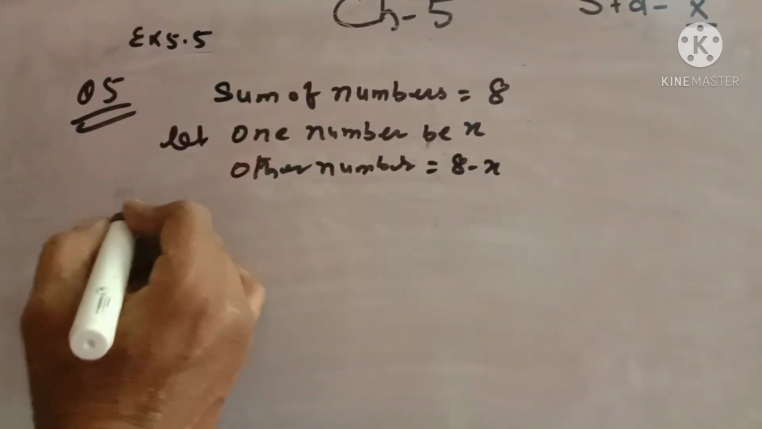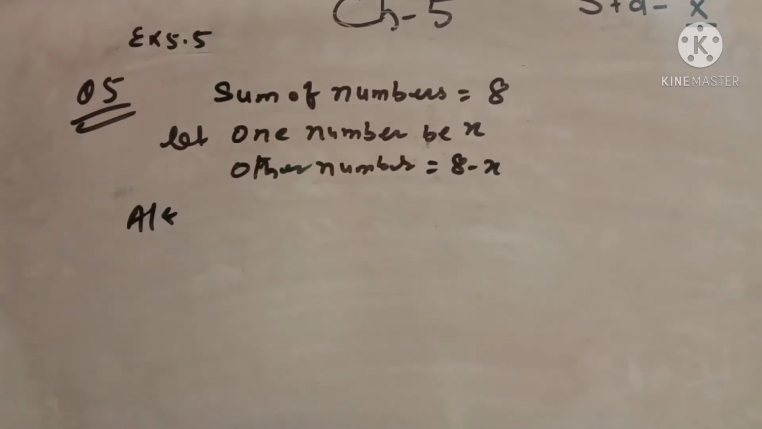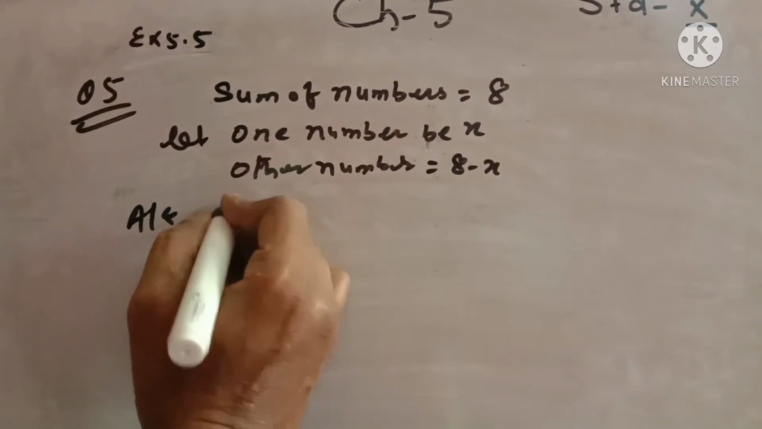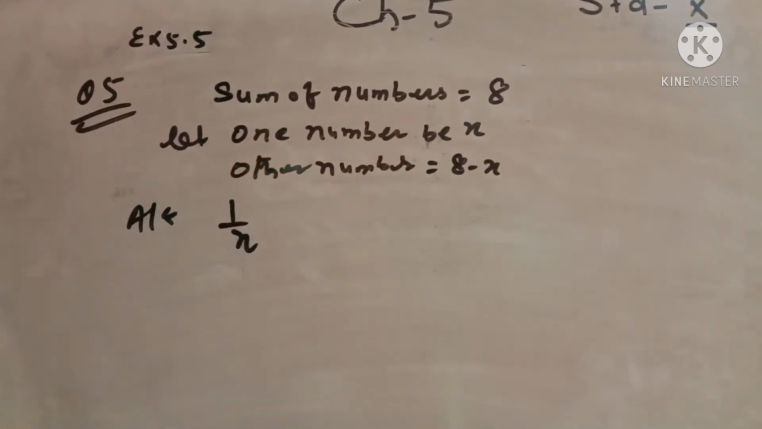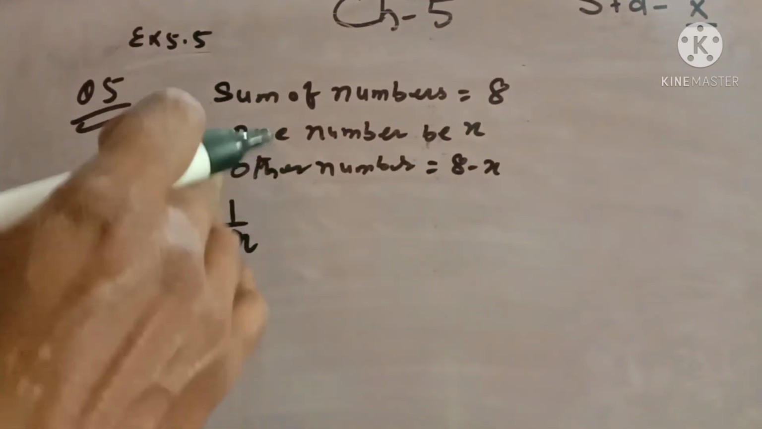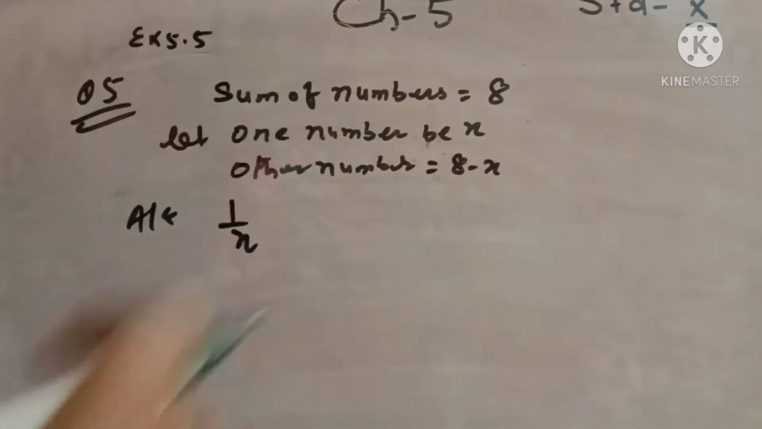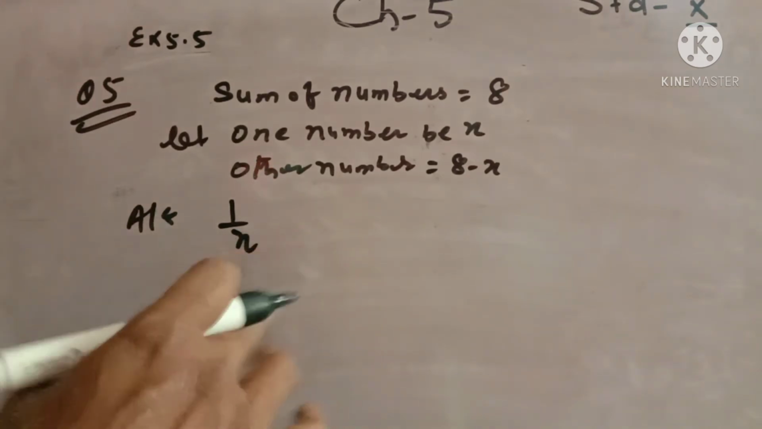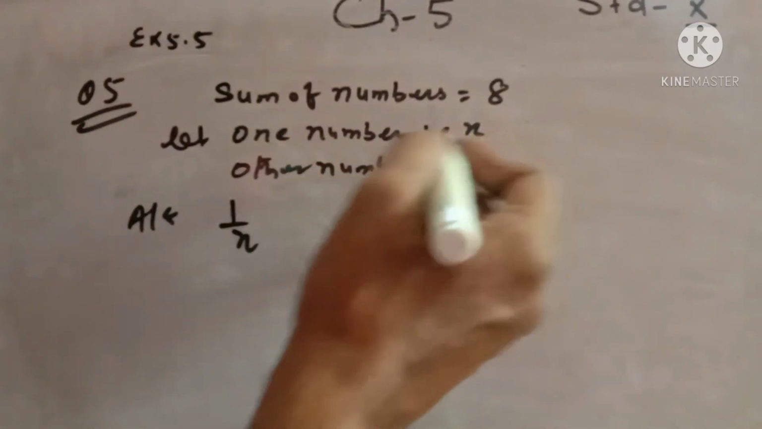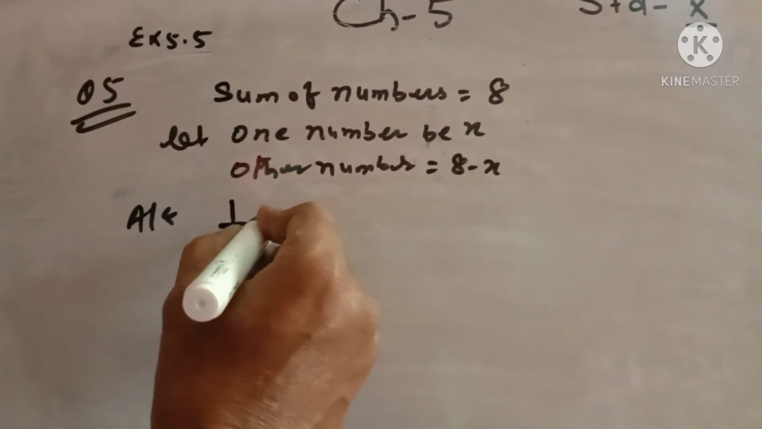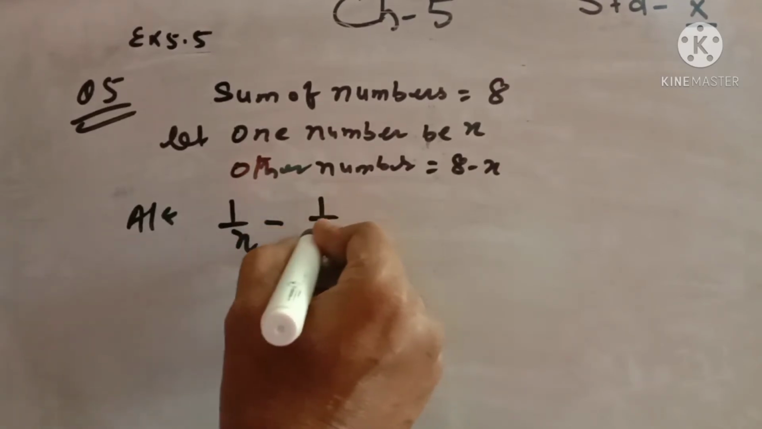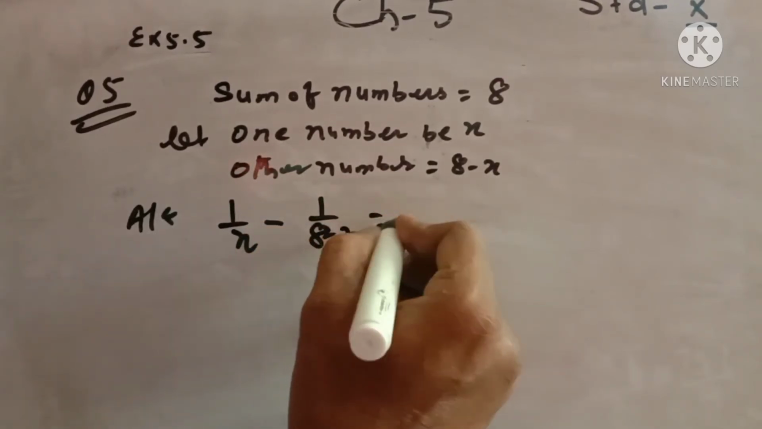So according to the question, the difference of the reciprocals of the two numbers is given, and the sum of the numbers is 8. The first number we have taken is x, so its reciprocal will be 1 by x, and the other number is 8 minus x, so the difference of their reciprocals will be equal to 2 by 15.